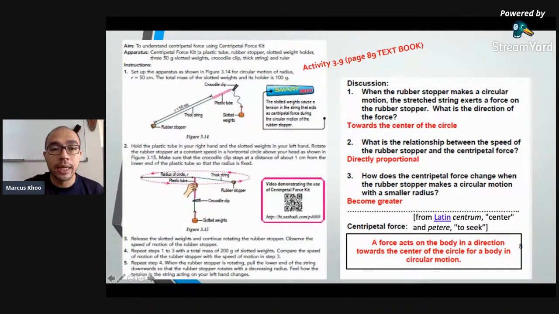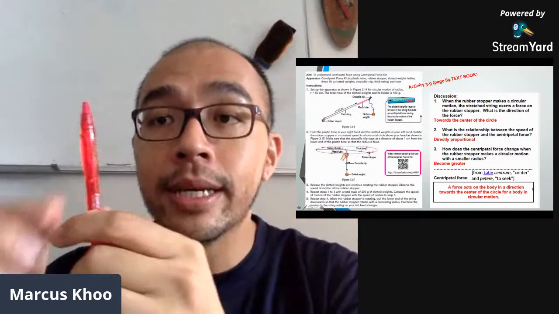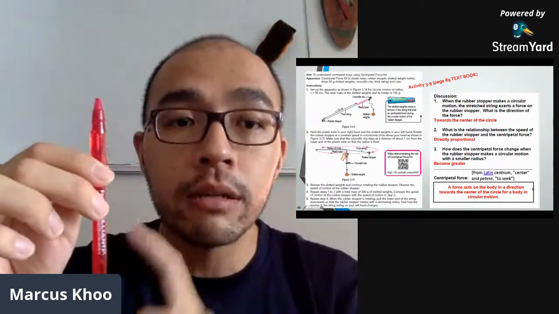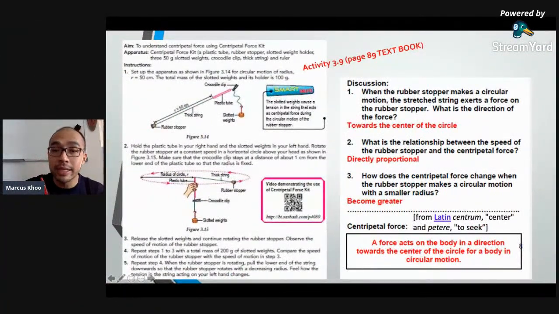For example, you have this plastic tube over here. I would suggest that you take a pen and open the back, and all I want is just the body of the pen. If you take a look at the textbook, when you use the body of the pen, you can substitute that as the plastic tube.